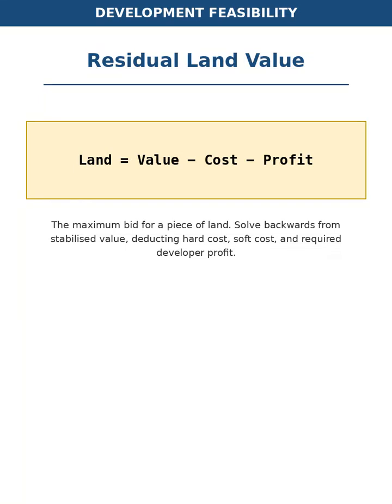Residual land value. The formula is stabilized value minus total cost minus required profit equals maximum bid for the land. This is how every developer underwrites a site acquisition. Solve backwards from your projected stabilized value. Deduct hard cost, soft cost, and the developer's required profit margin. What's left is the most you can pay for the land and still hit your target return.